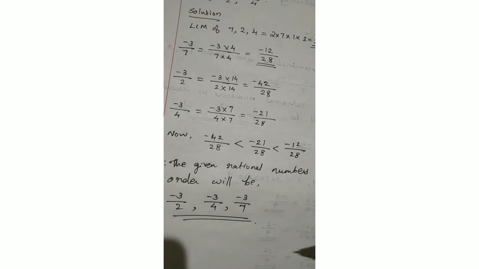I think now you got the idea of how we can write the given rational numbers in ascending order. First we have to convert all the denominators to the same. Okay. Then after that compare the numerators. Then we have to write the given rational numbers in ascending order. Is it clear for you? Thank you.